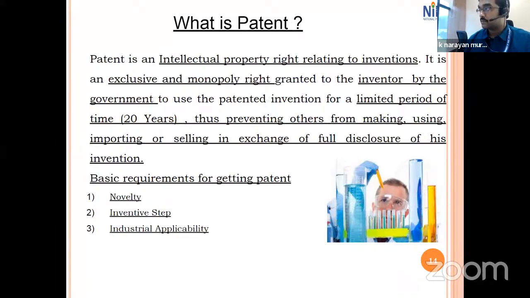So what is inventive step? Inventive step is like the latest variants of coronavirus, like BF7, or recently in Israel there was a new variant they found out. So that is also an inventive step. That is a technical advancement over the old coronavirus. So you need to have these three requirements fulfilled. This is under Section 2(1)(j) of the Patents Act 1970.